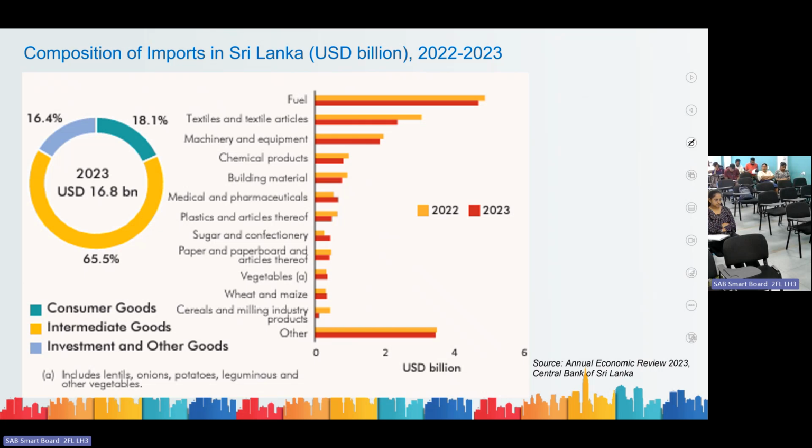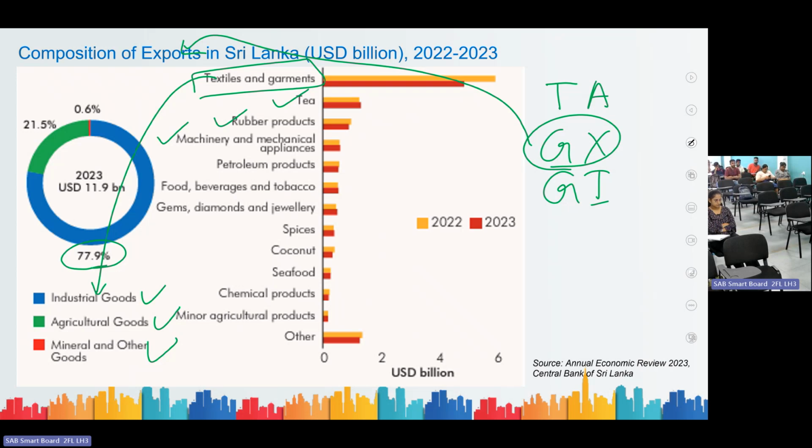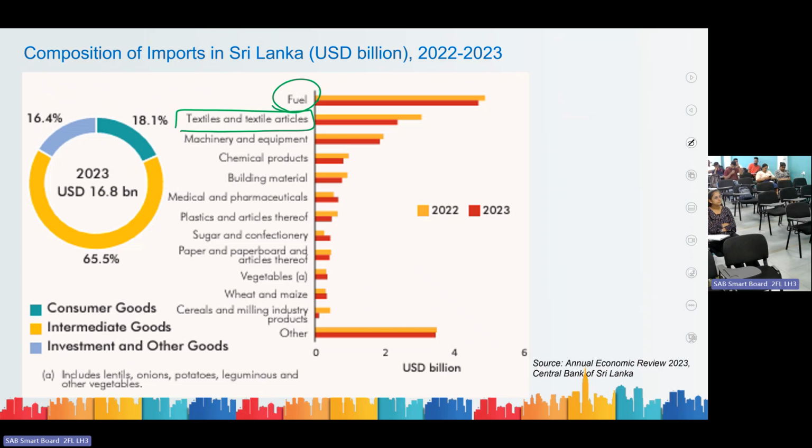The single largest item in terms of imports is fuel. And also textile and textile articles. Even though the garment industry generates the largest export revenue to Sri Lanka, the textile industry mainly depends on imported raw material. The Sri Lankan garment industry imports a lot of inputs from abroad. As a result, garment and textile related imports also represent a considerable amount.